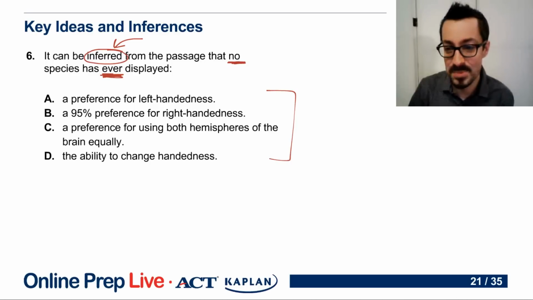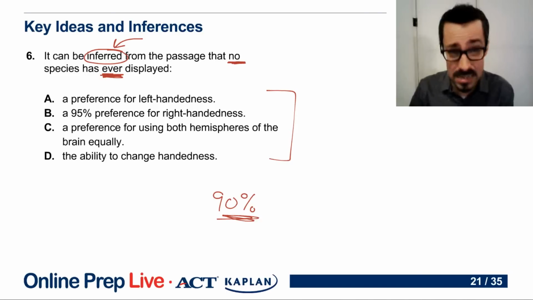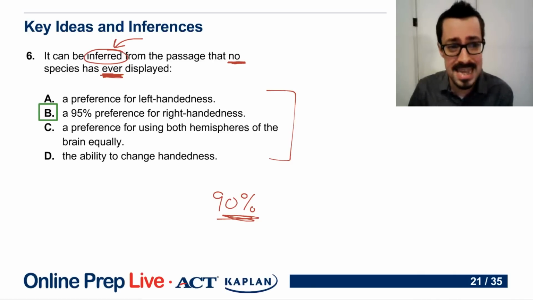I had some people before voting for C, it looked like, but that's not the one that can never ever happen. Remember that humans are 90% right-handed, and no animal can get that high. No animal can ever get as high as humans, meaning no animal can ever get as high as 90%. So which one is impossible? Which one up here on these choices can never happen? Well, it's going to have to be B. Can never happen. They can't get to 95% because no animal can even get to 90%. No animal can get as high as we get.